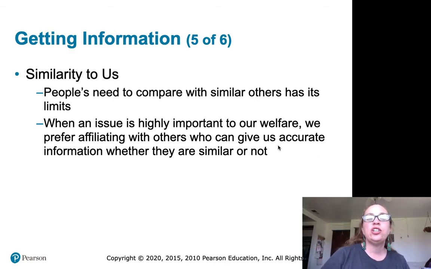So when an issue is highly important to us, and it's something we value, we prefer affiliating with others who can give us accurate information about whether we're similar or not. So basically what that's saying is the things we do social comparison with are the things that are important to us. So like for instance, if I compared myself to some professional volleyball player, it wouldn't make me feel bad about myself because I don't play volleyball. I don't care about it. If you're better at it than me, then big deal.